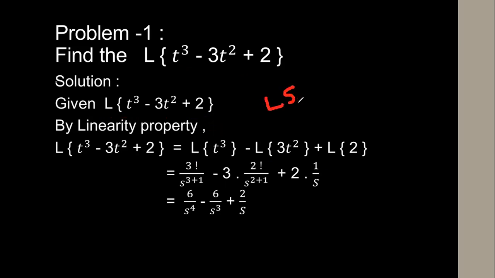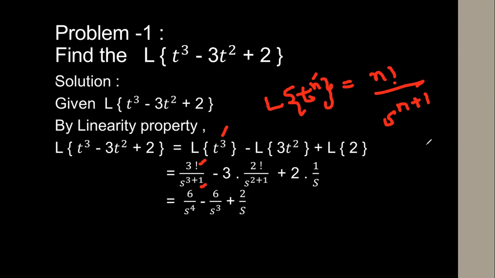Generally you have to apply the basic formula: Laplace transform of t power n is n factorial by s power n plus 1. In place of n, what we have here is 3. So that is 3 factorial by s power 3 plus 1. So the Laplace transform of t power 3 is 3 factorial by s power 3 plus 1, using this basic formula. Minus.